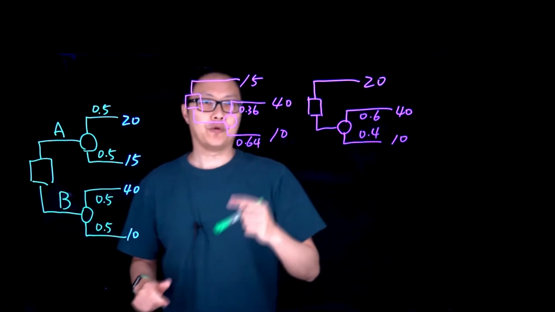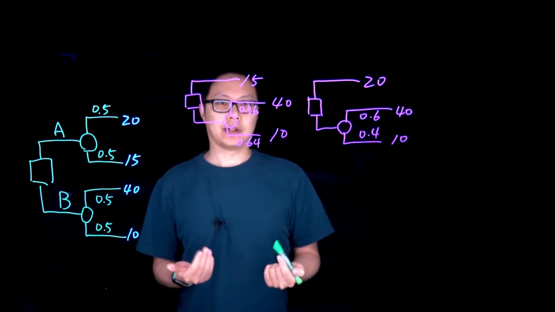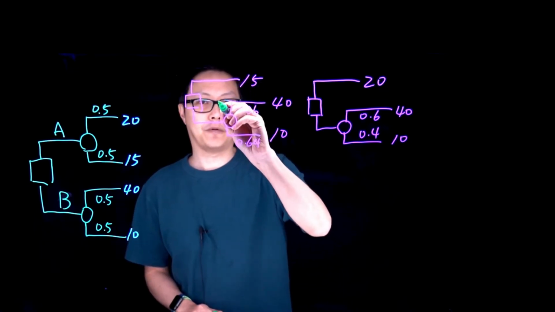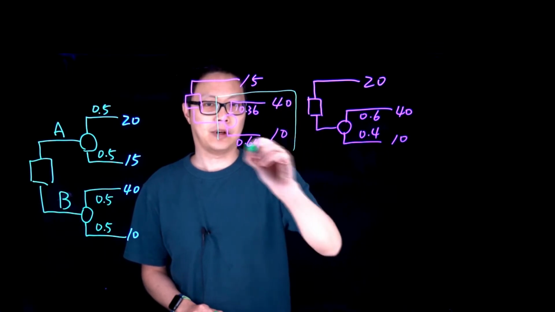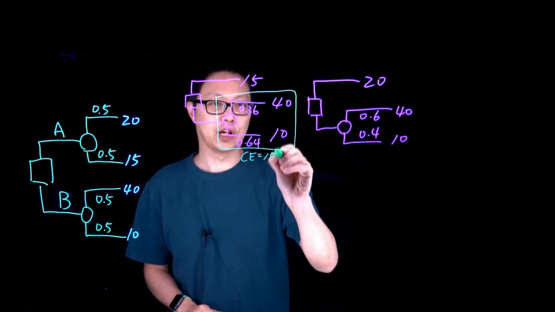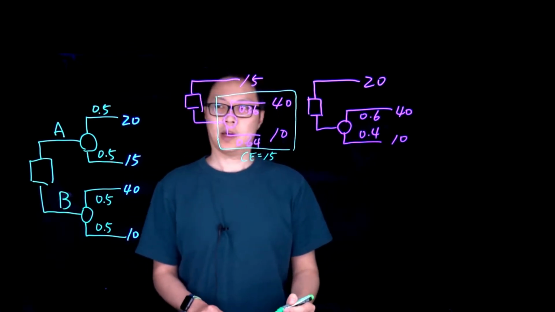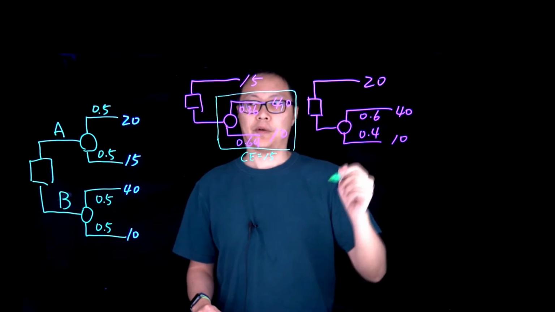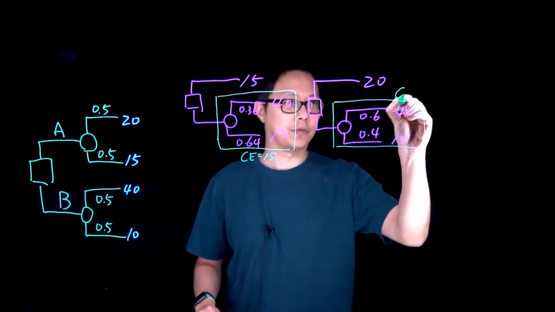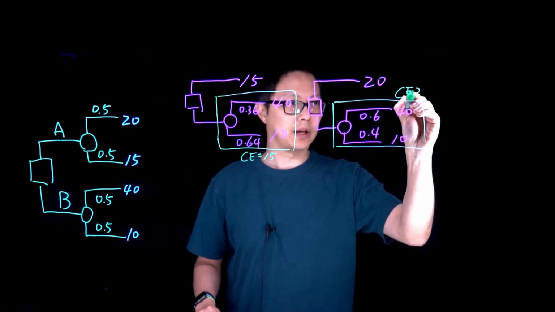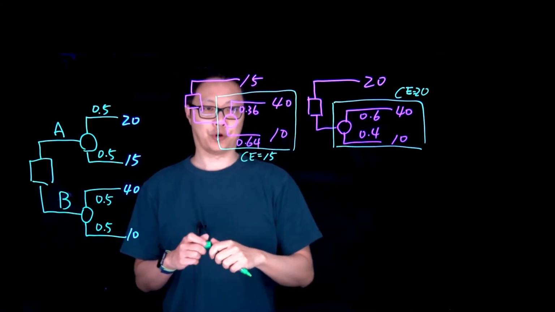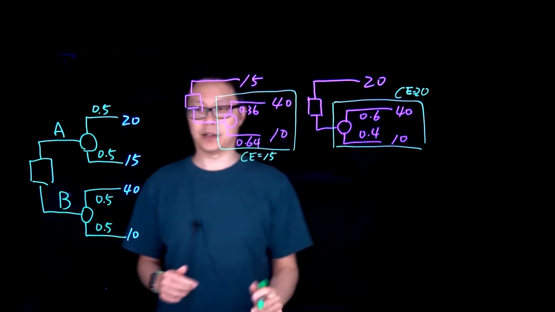So when you focus on this one, if we know the decision maker will be indifferent between these two, obviously I know for this part the value will be equal to $15. And similarly, for this part, I know the value will be equal to $20 because the decision maker will be indifferent between the two. So the certainty equivalent will be $20.